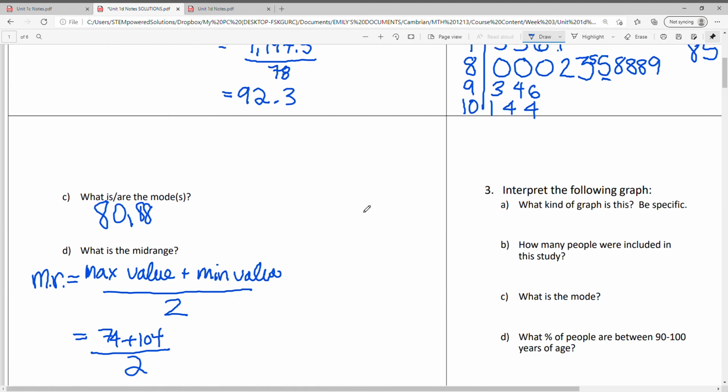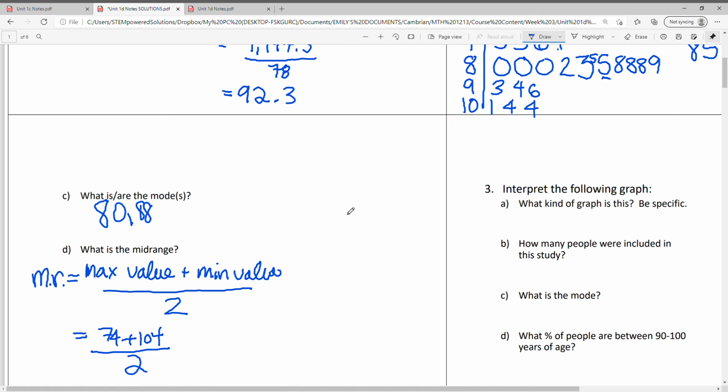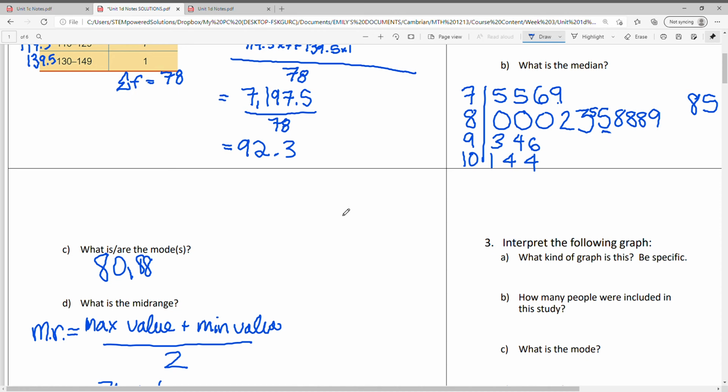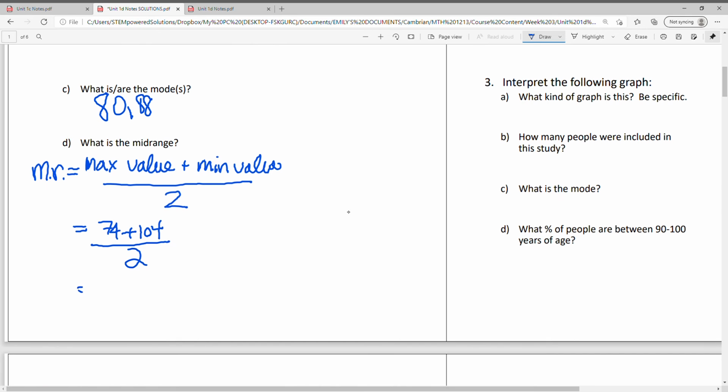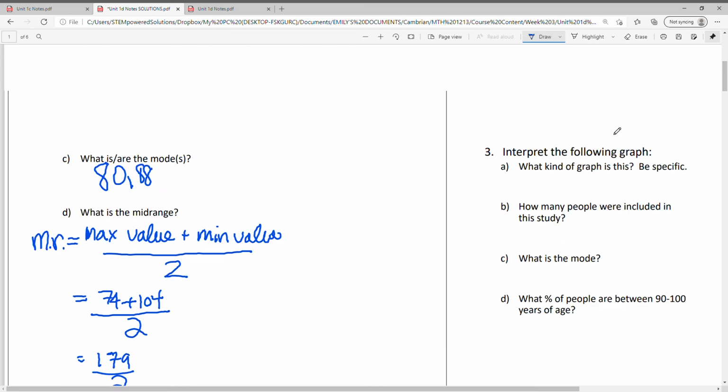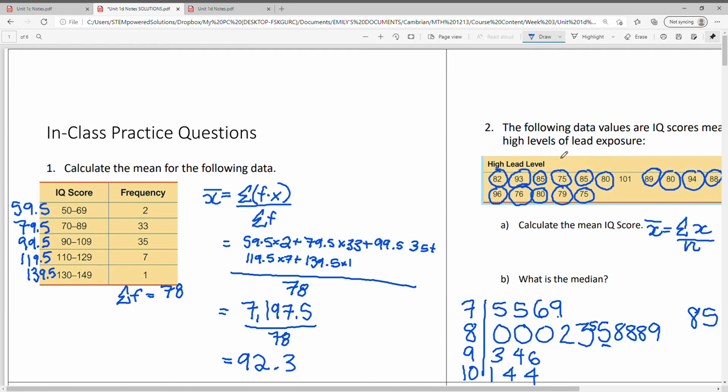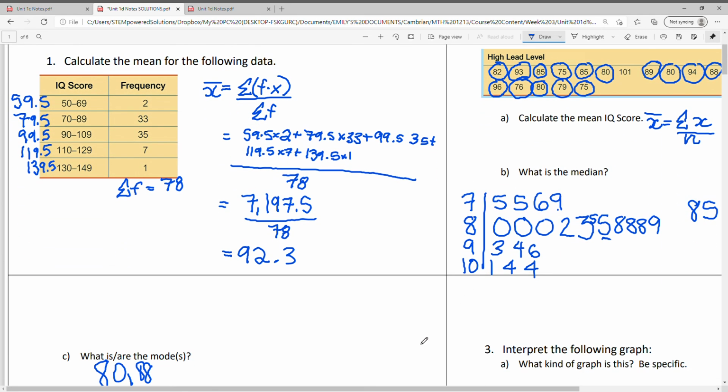What's the mid-range value? It's the maximum value plus the minimum value divided by 2. So 104 plus 75 equals 179. 179 divided by 2 equals 89.5.